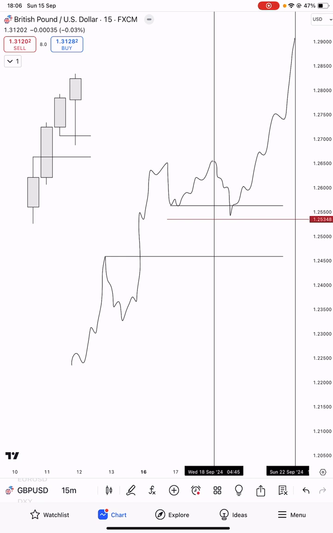So in this case, daily key level, 15-minute high probability swing. Weekly key level, 1 hour high probability swing. Monthly key level, 4 hour high probability swing.